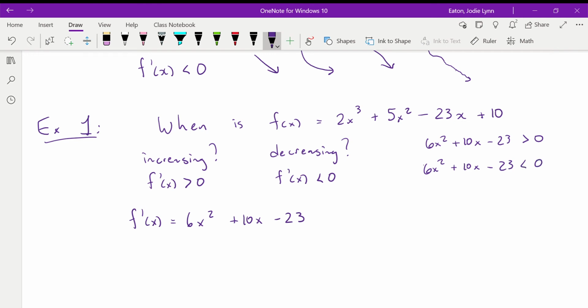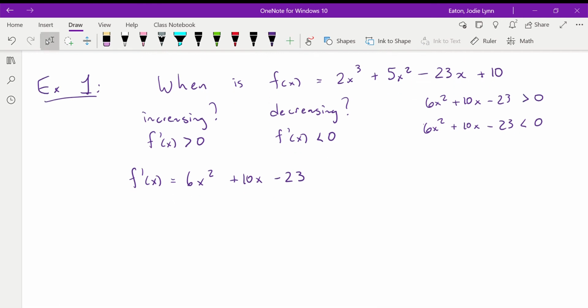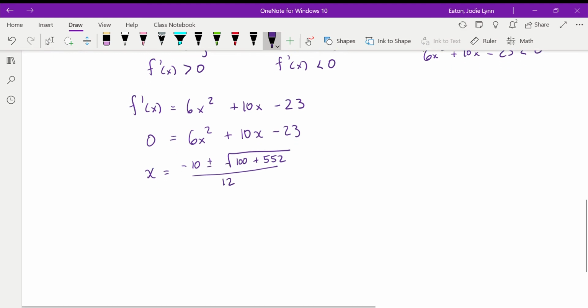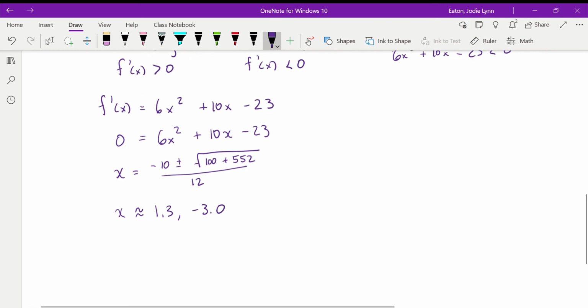So the places that are going to form the endpoints of our intervals are the places where it's equal to 0. So we're going to start just by solving for where our derivative equals 0. We have 6x squared plus 10x minus 23. I'm not sure if I can factor that, so I'm going to plug it into the quadratic formula. We get x equals negative 10 plus or minus the square root of 100 plus 552, divided by 12. And that does not come out particularly evenly, so we will approximate: x is approximately equal to 1.3 and negative 3.0. I'm rounding to the nearest tenth.